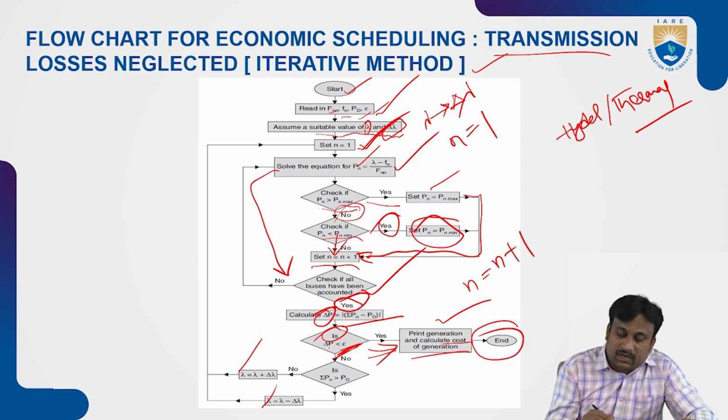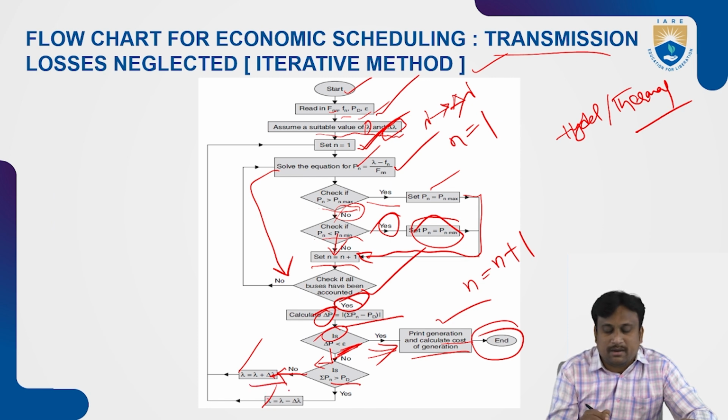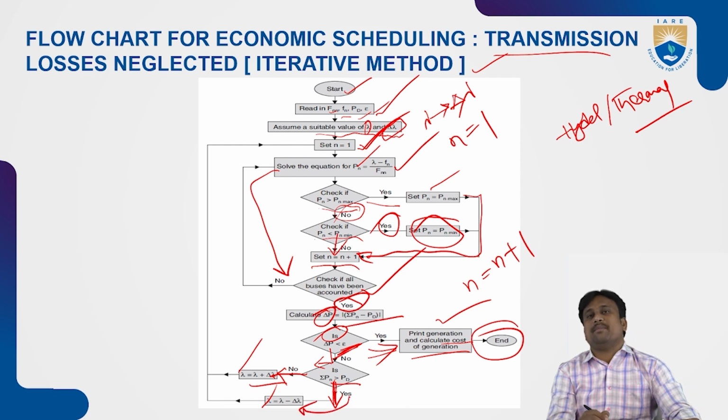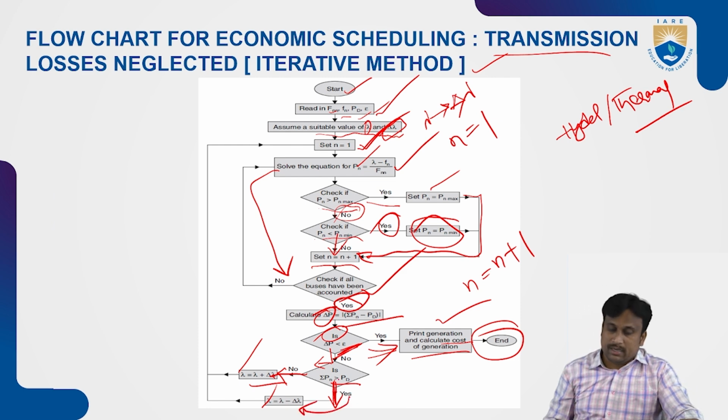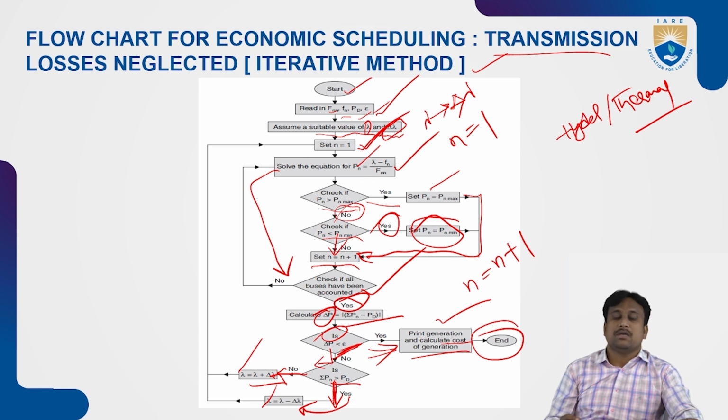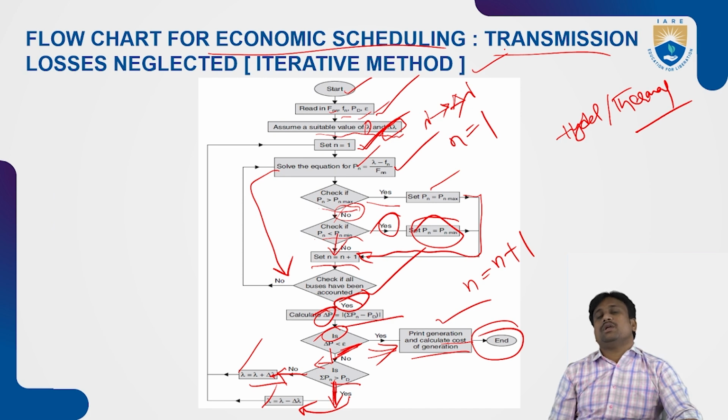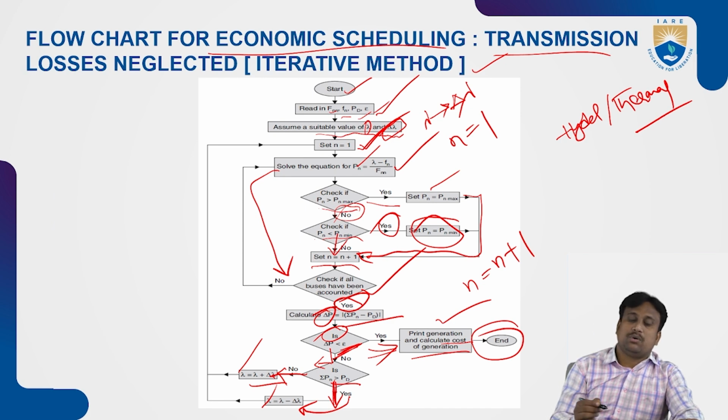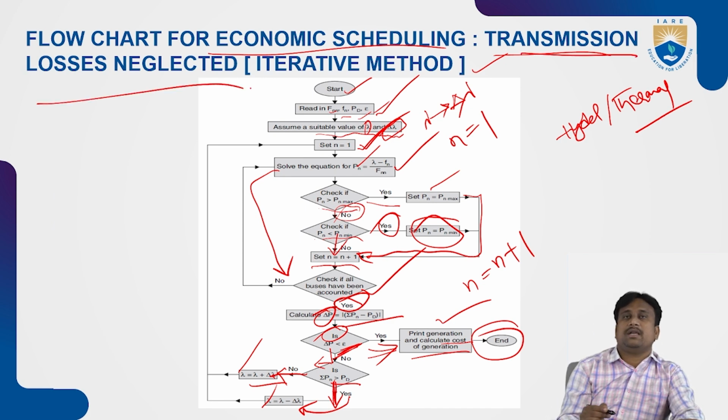If not, then check whether the summation of Pn is greater than Pd. If it is not, this will be extended to lambda equals lambda plus delta lambda. If it obeys the condition as yes, then you write lambda equals lambda minus delta lambda. Like that, this flowchart will give you suitable results while defining the economic scheduling process. This is the case only when transmission loss is neglected.